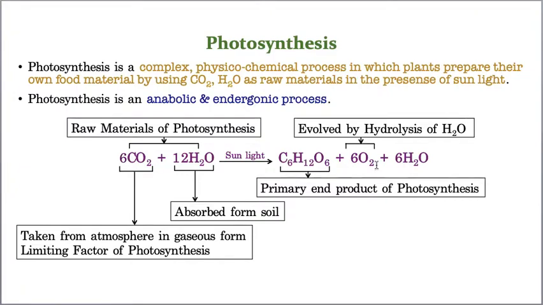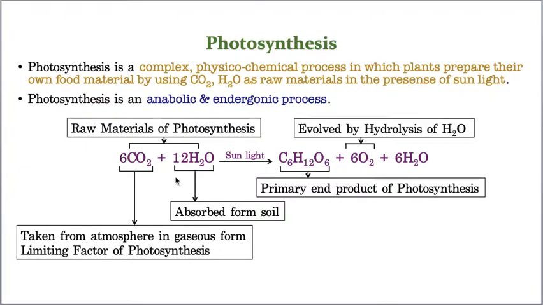Hope you understood the definition of photosynthesis, but again I will give a brief summary. Plants, by utilizing carbon dioxide and water as raw materials, can prepare their own food material by utilizing sunlight as a source of energy. This process is called photosynthesis. Photosynthesis can be described as an anabolic reaction. This I need not explain because it is very clearly seen in this reaction itself.